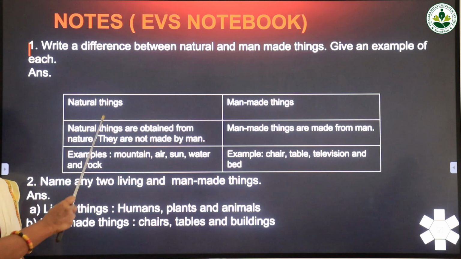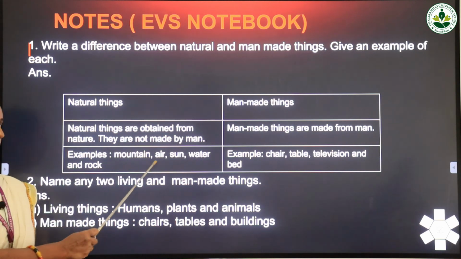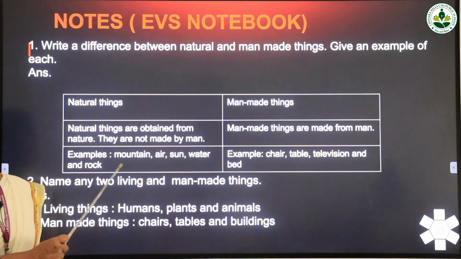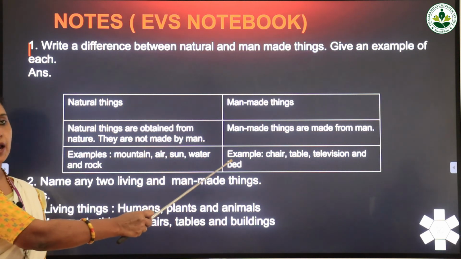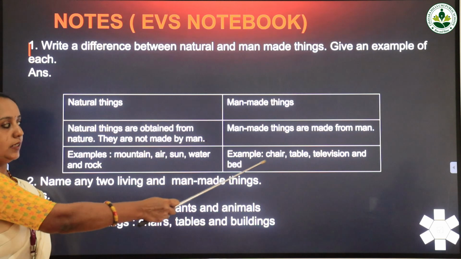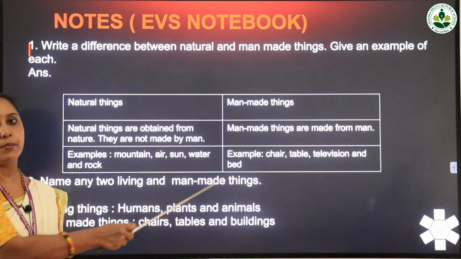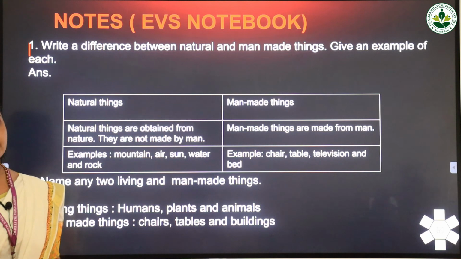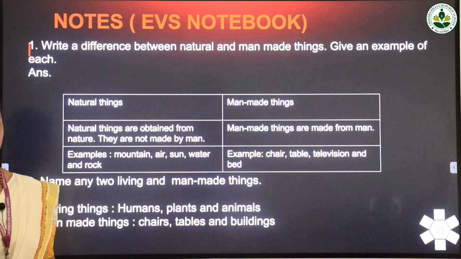Examples for natural things: mountain, air, sun, water and rock. Now what about man-made things? You can write any example. Here I have mentioned chair, table, television and bed. So if one example is asked, only one you need to write, but you can study the other examples also.